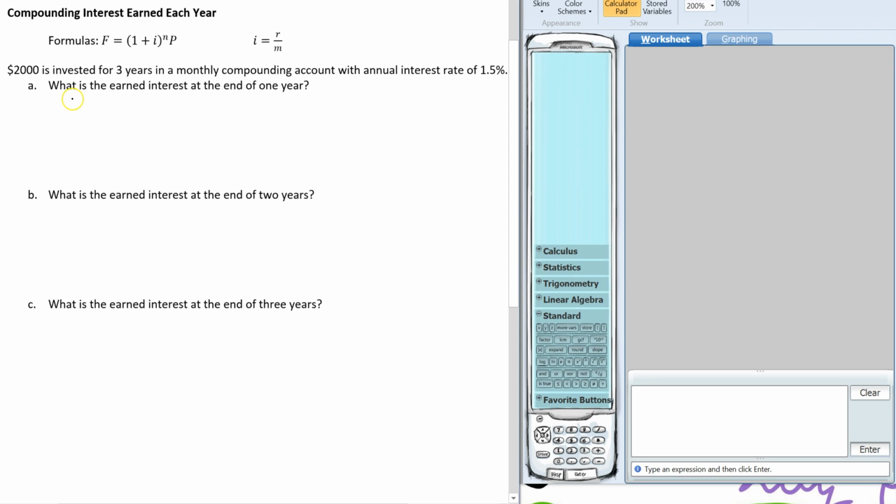We'll take the future value formula and apply it for just the first year. F equals 1 plus i, calculated as the rate, 0.015, divided by the number of compounding periods. There's 12 since it's monthly. And we raise this to the n power. In this case, we're only interested in the first year, so there are only 12 compounding periods in the first year. And we multiply it by $2,000, the initial investment. With a calculator, we'll find out what the value is.